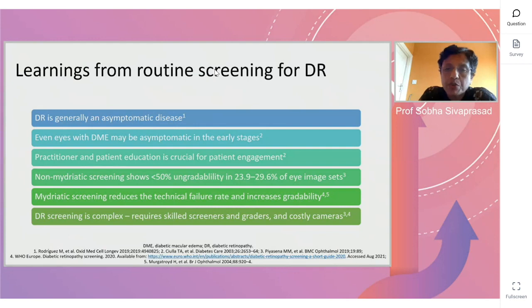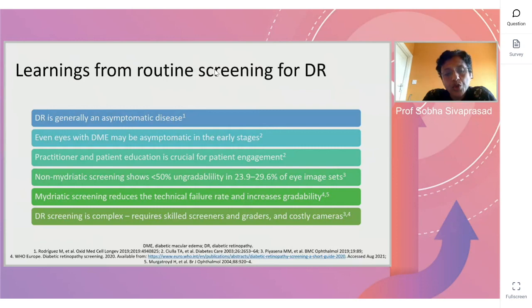So what have we learned from routine screening for diabetic retinopathy to date? Firstly, we know diabetic retinopathy is an asymptomatic disease in most patients. Even eyes with diabetic macular edema may be asymptomatic in the early stage or even in the late stage. Practitioner and patient education is crucial so that we involve patients. And then non-mydriatic screening shows that a considerable portion may have ungradable images because the pupils are not dilated sufficiently. And the systematic way of screening diabetic retinopathy patients should be mydriatic to avoid technical failures.